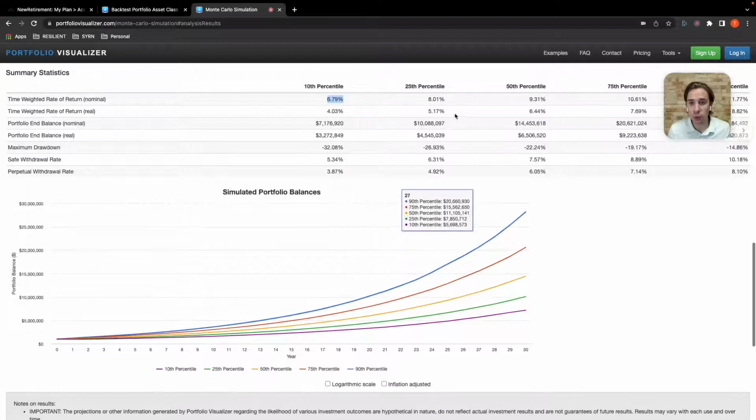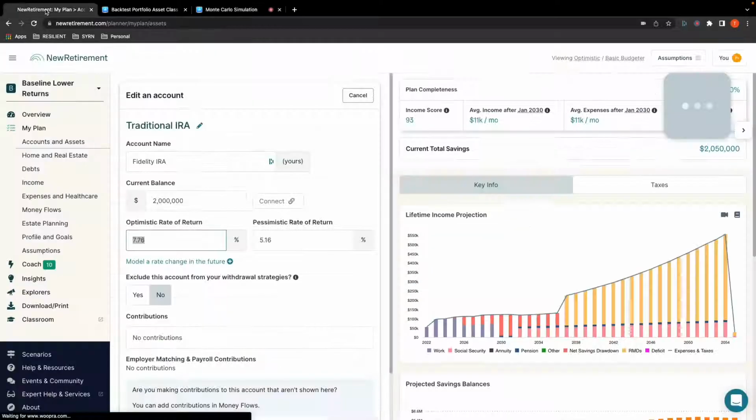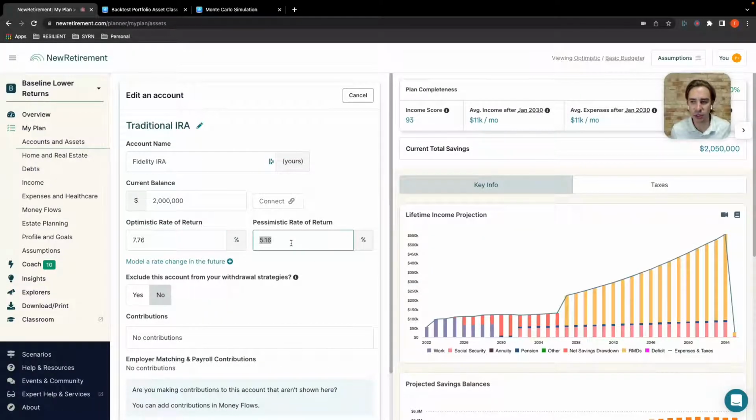But anyway, what you want to do is take the 10th percentile here. You could subtract 1 or maybe even 2% if you want to err on the side of caution. So then at least you have some sort of foundation and baseline that you're basing this assumption off of, as opposed to just plugging in some random number.